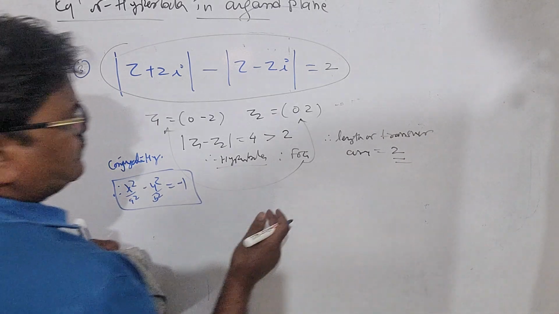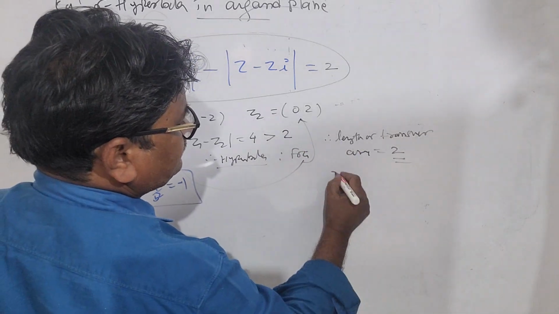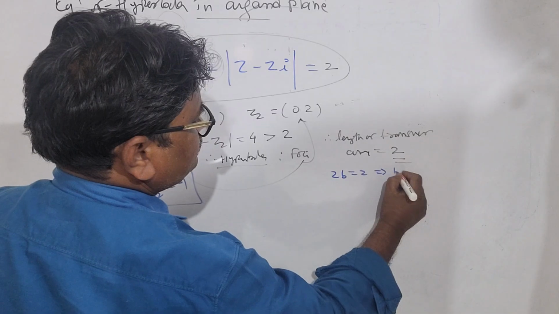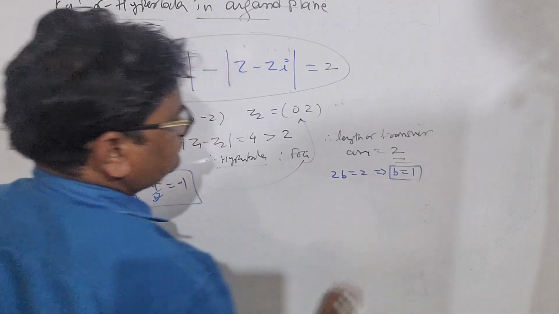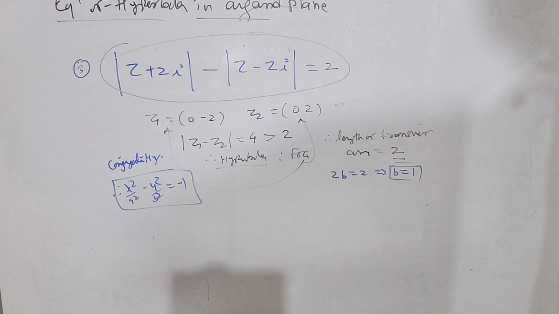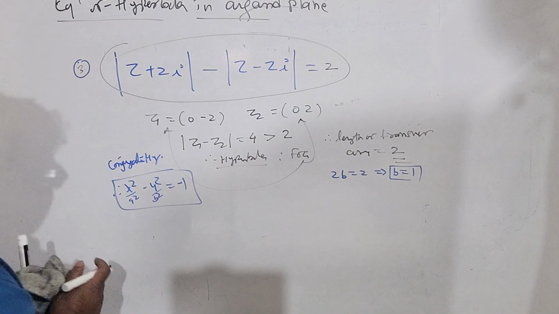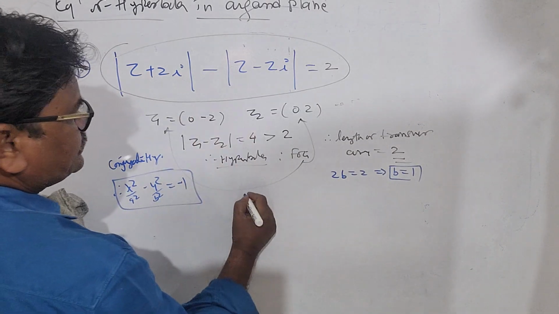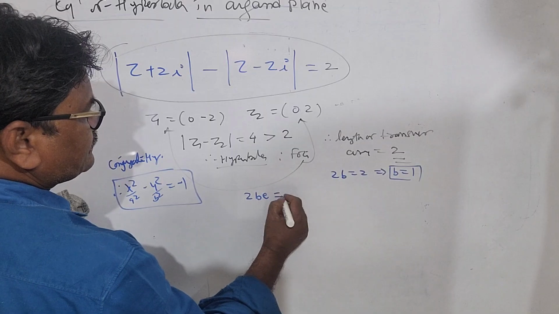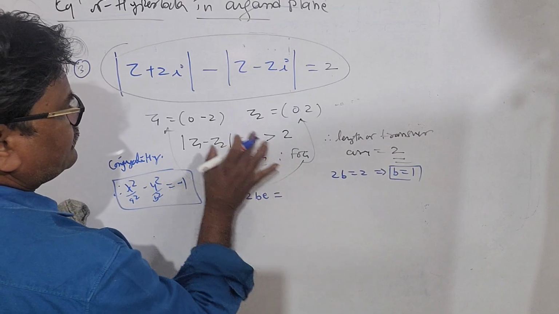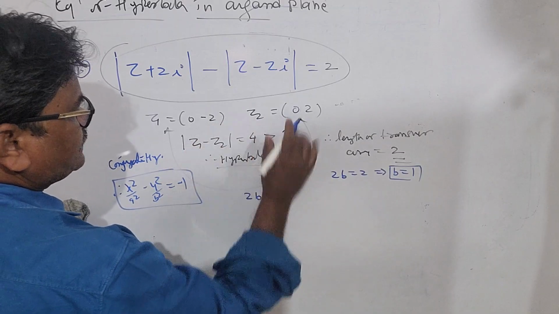Now b can be found out, no? The length of the transverse axis, that is 2b, is equal to 2. So b is equal to 1 directly, correct? 2b is equal to 2, therefore b is equal to 1. And the distance between the foci, that is 2be, is 4.